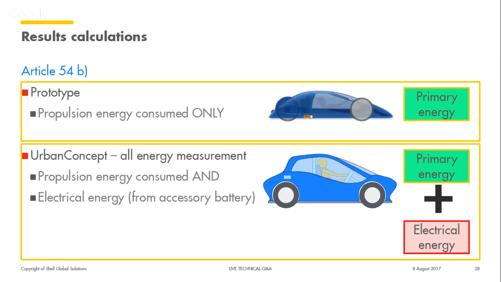So the actual energy consumed will be the combination of the 2 and expressed, of course, still in kilometers per liter for ICEs, or for hydrogen, it will still be expressed in terms of a meter cube of hydrogen, but we will measure both the primary energy source as well as the electrical energy consumed. And that is for all urban concept cars. So urban concept teams, please note that.